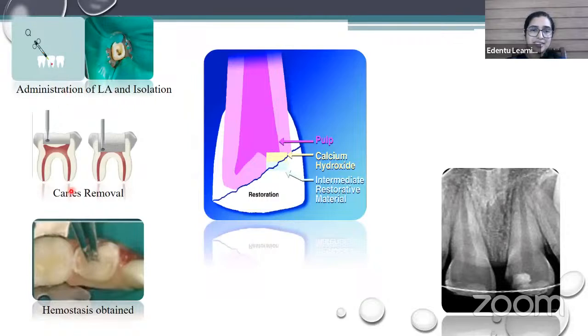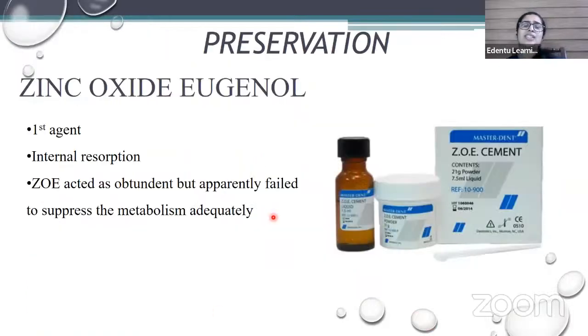Yes, so these are the different steps, just like how we studied previously. Start with the administration of LA as well as the isolation. Start with the caries removal, followed by that, make sure that you get hemostasis. Followed by that, you have to place the calcium hydroxide as well as the intermediate restorative material. Now getting on to the different materials that you would use in a preservation kind of pulpotomy, we have zinc oxide eugenol, and ZOE is acting as an obtundant in this particular preservation technique, but apparently it failed to suppress the metabolism adequately.